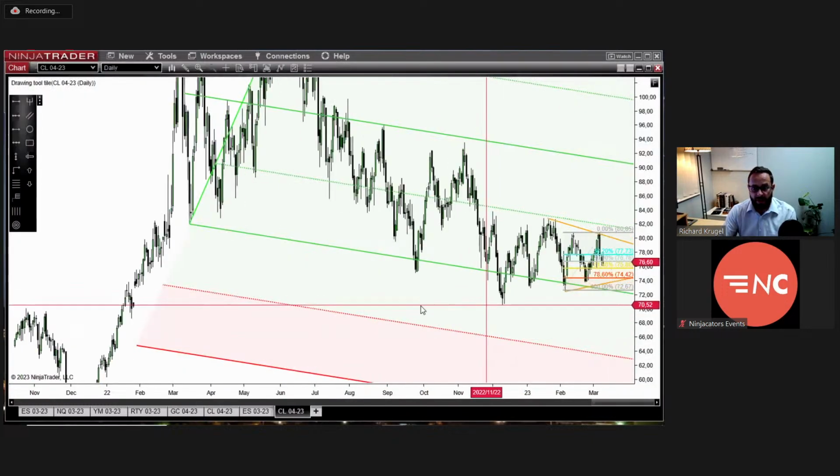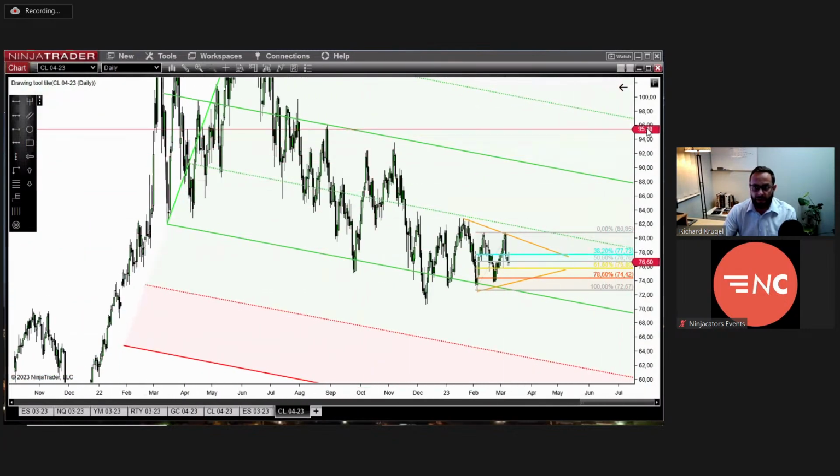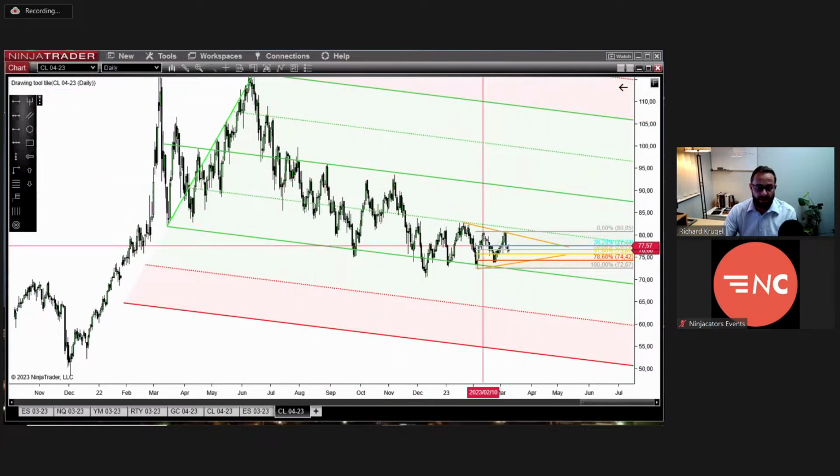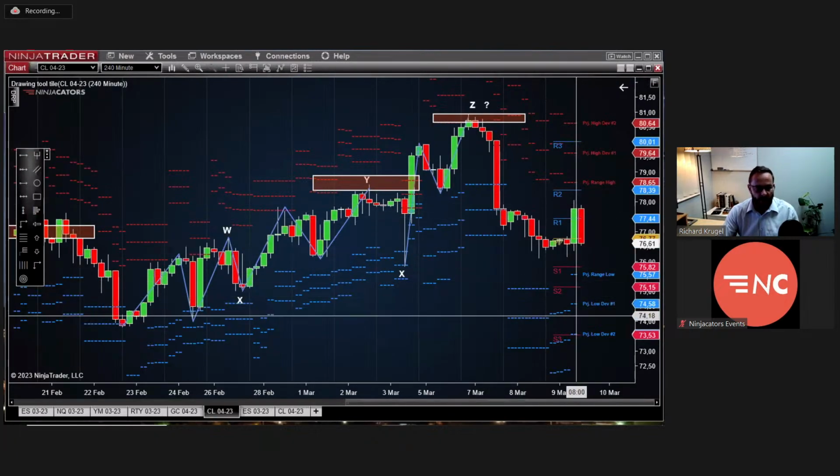Again, if we look at a bigger picture, then crude oil is in a downtrend, although it's been running sideways for a while. By the way, I also think that we might be dealing here with a triangle. But in the bigger picture, I'm still thinking crude oil is bearish.